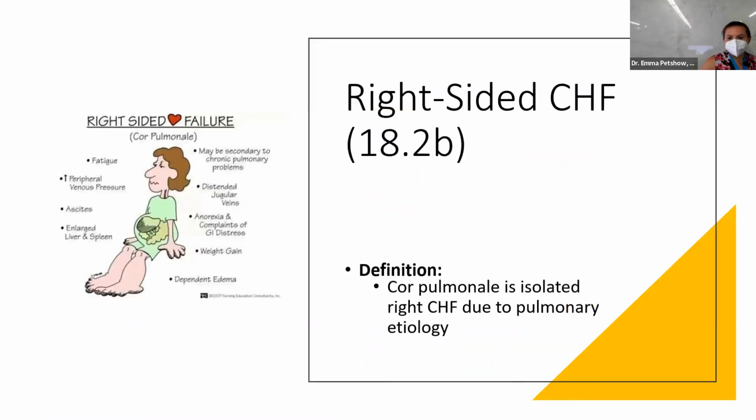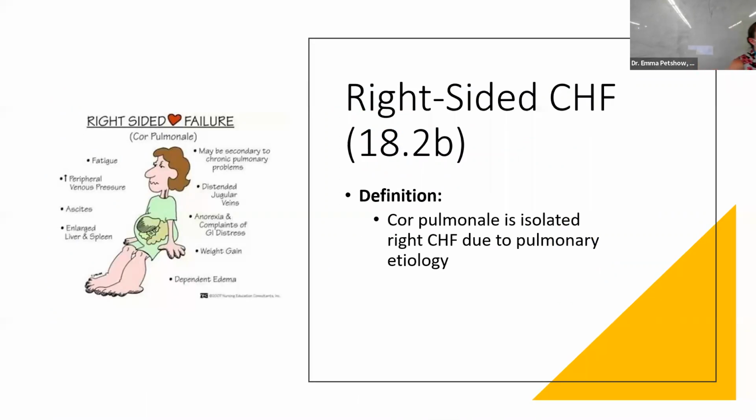Right-sided heart failure, definition here, cor pulmonale is isolated right CHF due to pulmonary etiology. So if you have a pulmonary cause of right-sided CHF, it's called cor pulmonale. So if you see that on exam, that's what they're referring to. You can assume then it's a pulmonary cause. Or if they ask you, your patient has congestive heart failure due to COPD and no other heart condition, which would be rare. But let's say they do. What is this called? Cor pulmonale would be your answer.